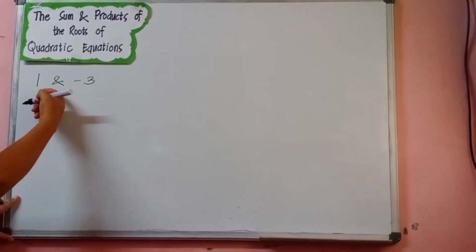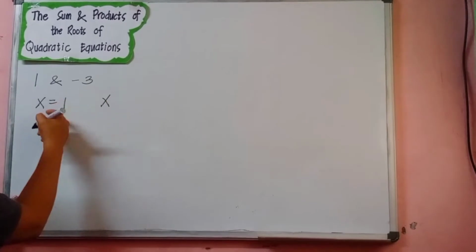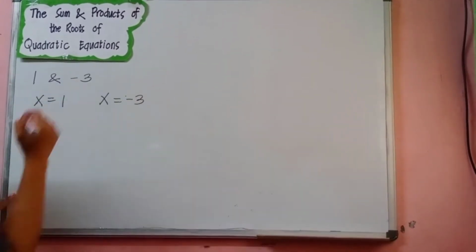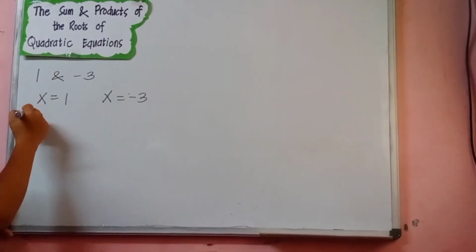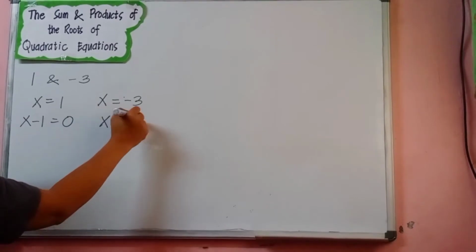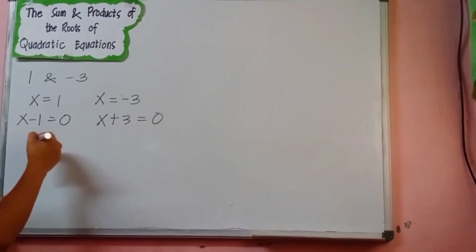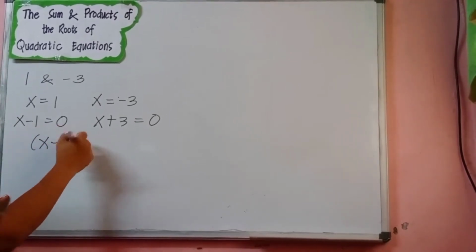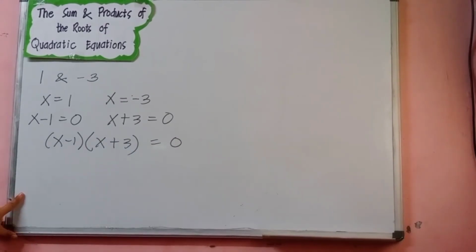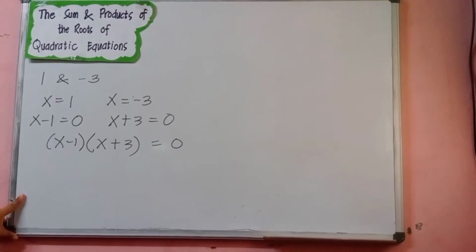For the first method, we're going to set this as x equals 1 and x equals negative 3. Now, transposing this to the other side, this will give us x minus 1 equals 0 and x plus 3 equals 0. Now, for us to find the quadratic equation, of course, we need to multiply x minus 1 and x plus 3. You can make use of the FOIL method or the distributive method in using this.